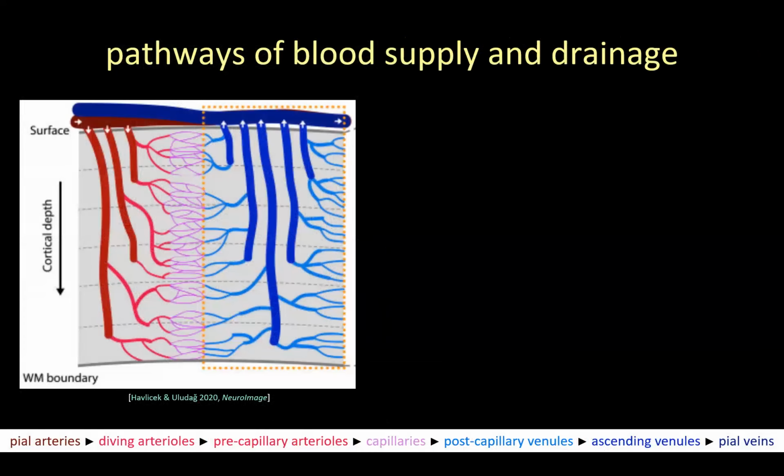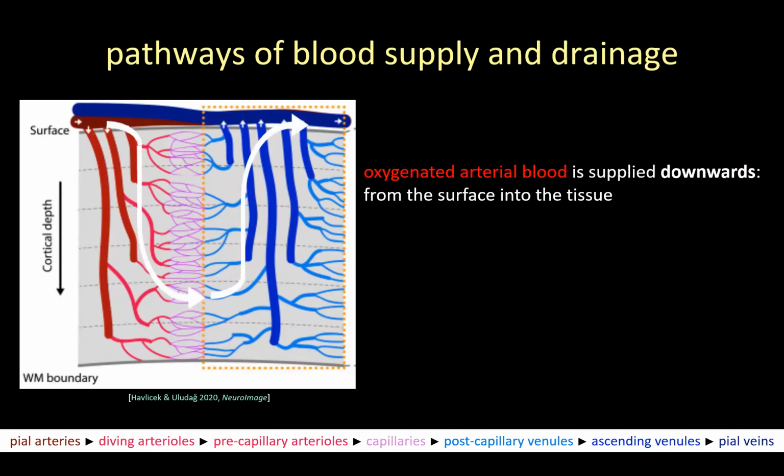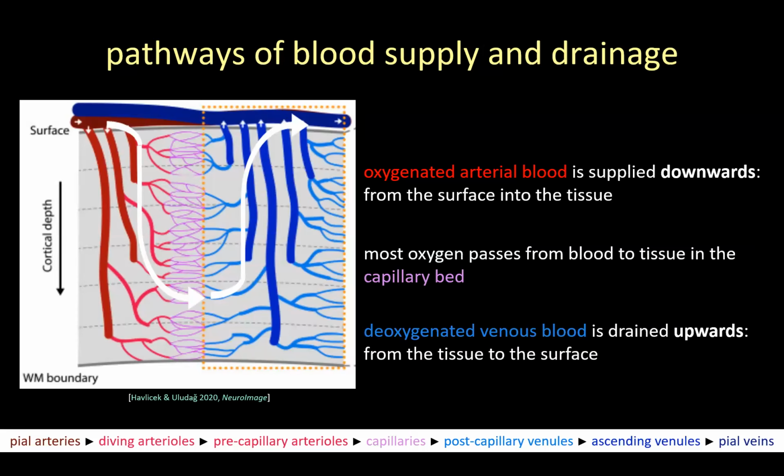architecture. As Josine mentioned, we know that there's some symmetry breaking in terms of blood supply and drainage in the cortex. We know that the oxygenated arterial blood is supplied downwards. It flows in from the pial arteries, goes into the tissue from the surface. Most of the oxygen passes from the blood to the tissue in the capillary bed, and the deoxygenated venous blood is drained upwards from the tissue to the surface.